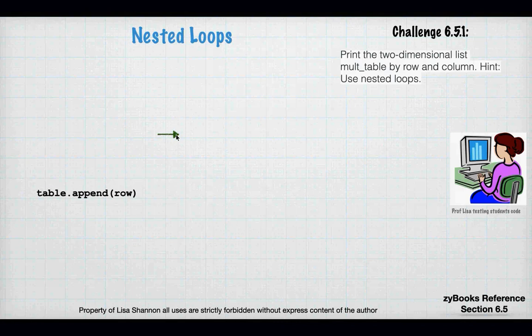So here we said two-dimensional list. That means I'm going to have two loops. I'm going to have one outer loop and one inner loop, and they're going to be nested. Well, that's what a nested loop is. And the behavior of the inner loop is going to affect the behavior of the outer loop.